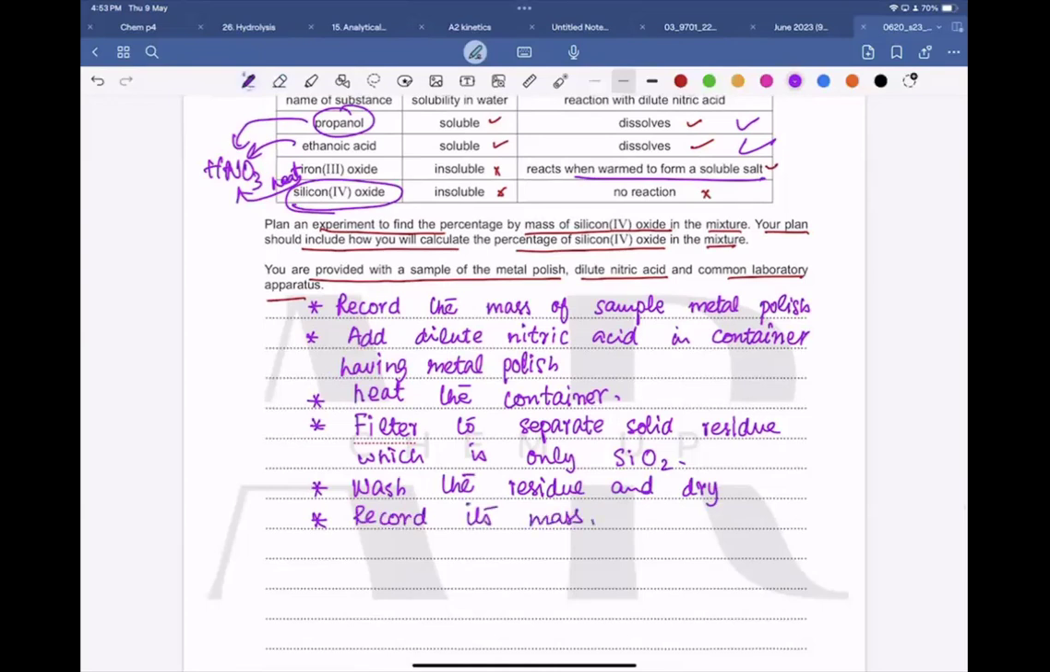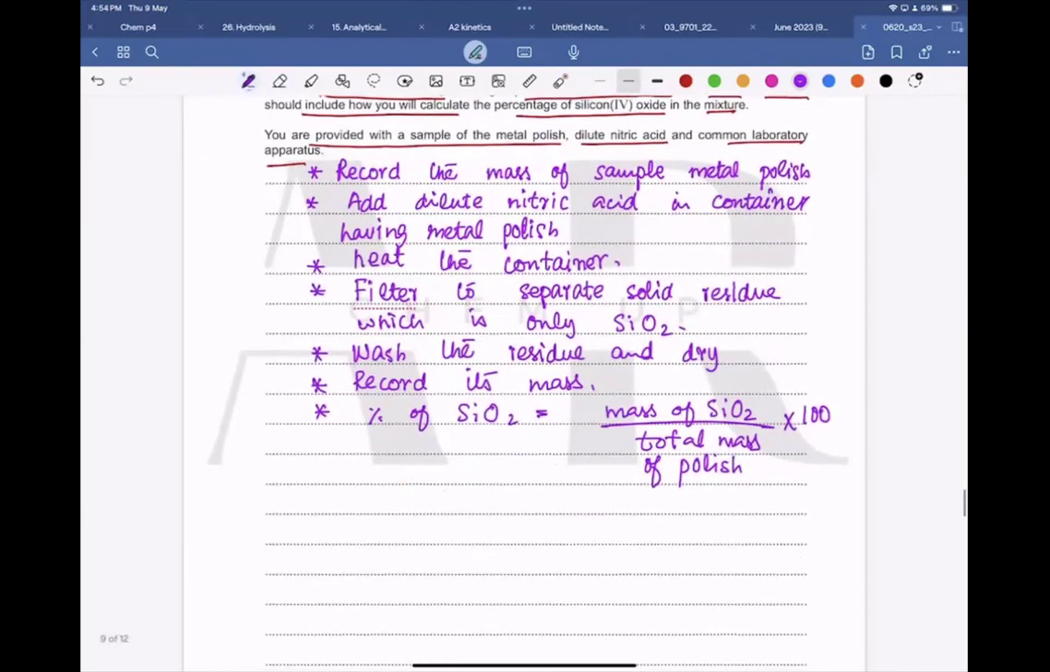Now we got the mass of the silicon 4 oxide and we got the mass of the total sample initially, right? So how am I going to calculate the percentage? Percentage of silicon dioxide is equal to mass of silicon dioxide over, yes, very good, total mass of metal polish times 100. And by this expression, I am able to calculate the percentage of silicon dioxide in the sample. Is this understandable to all of you?